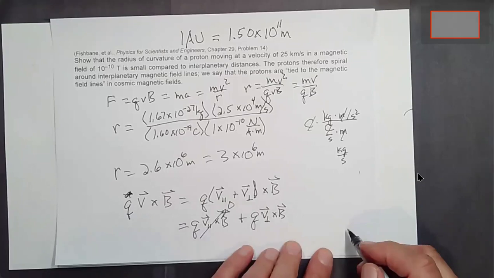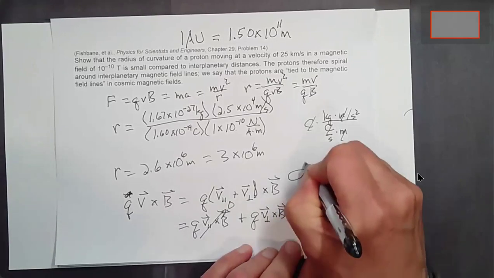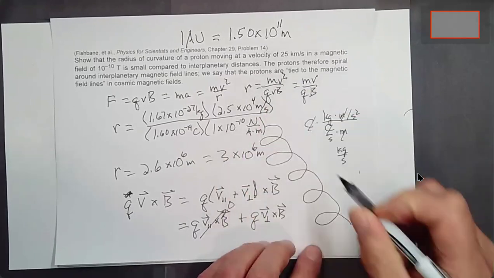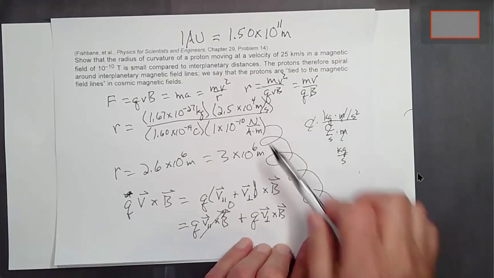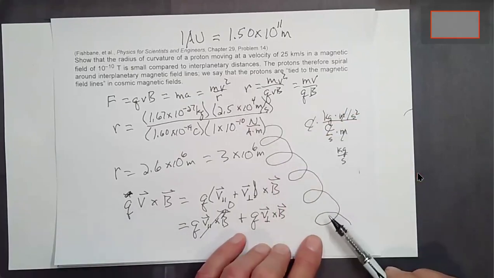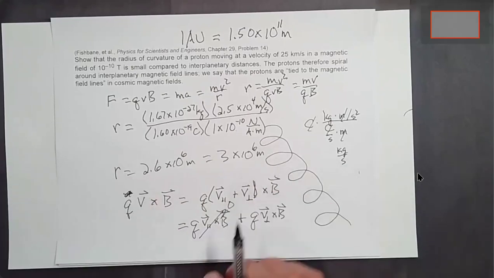But what you get is a helix. So the particle keeps circling along like that, but continuing to travel in this direction. And I may not have done that good a drawing, but that's what happens. And these particles travel along magnetic field lines like that.